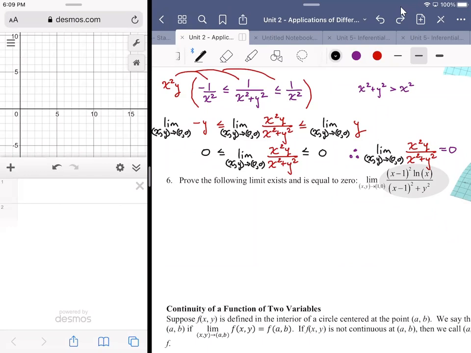Okay, so the best way of handling it is to just really look at the denominator. So we can look at just 1 over x minus 1 squared plus y squared. Kind of thinking of that as sort of like a parent function. And we want to trap that in between two other functions.